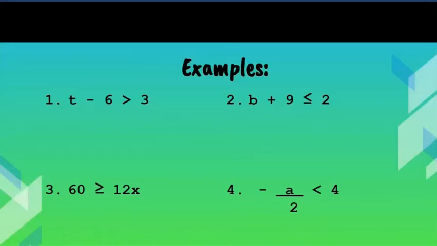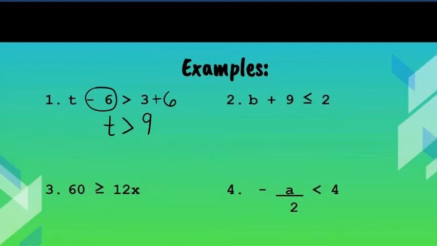Number 1, t minus 6 is greater than 3. So we're going to circle the part we're changing just like we would an equation. So circle minus 6. When we move the minus 6 over to the other side, it's going to change to plus 6. Bring down your variable t and your inequality symbol. 3 plus 6 equals 9. There is our solution. t is greater than 9.